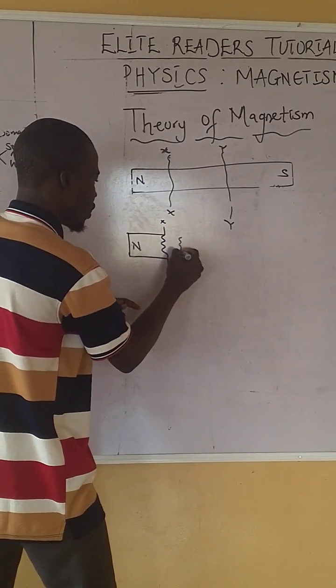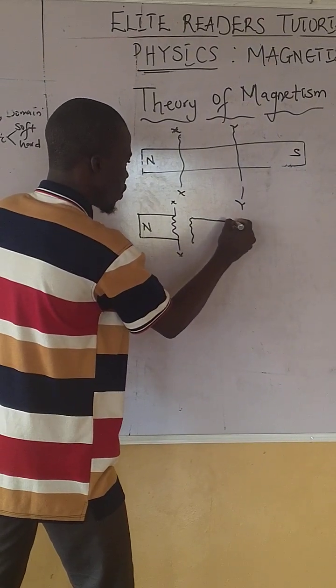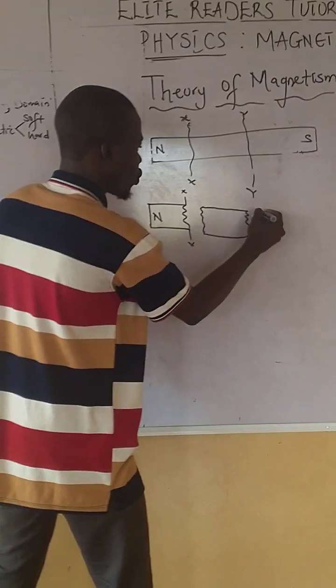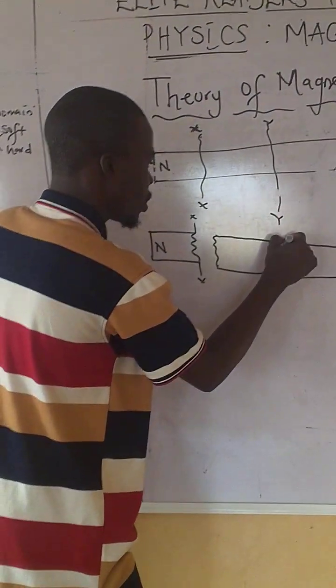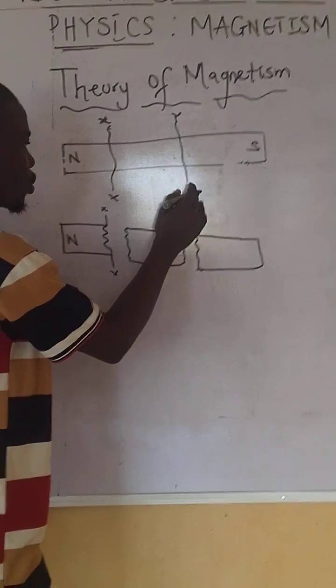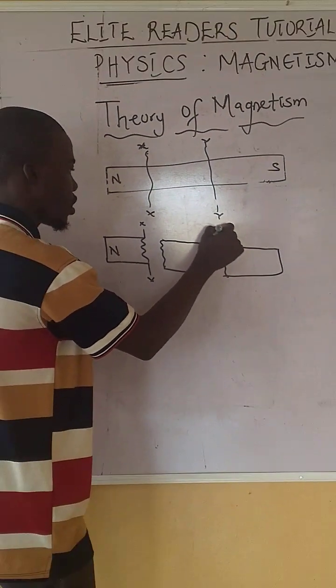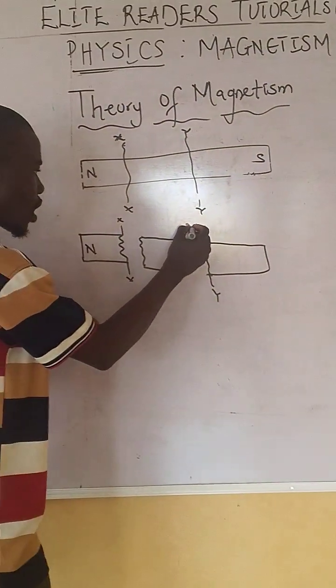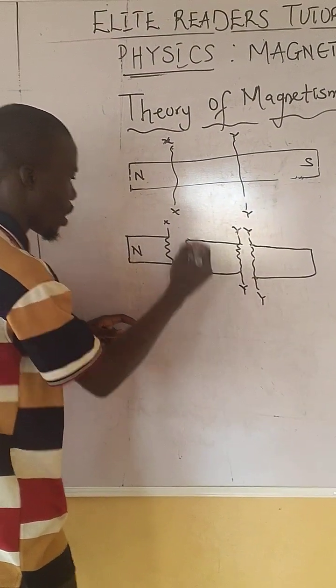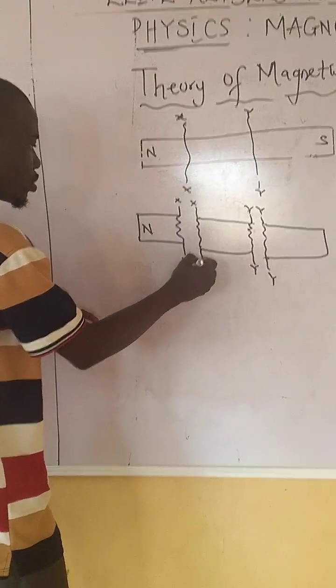If I cut it here, I'm going to have this. If I cut it here too, I'm going to have this. So this place is YY. You get it? So this is YY. I want to cut it at this point, YY. And this is XX. Do you get it now?